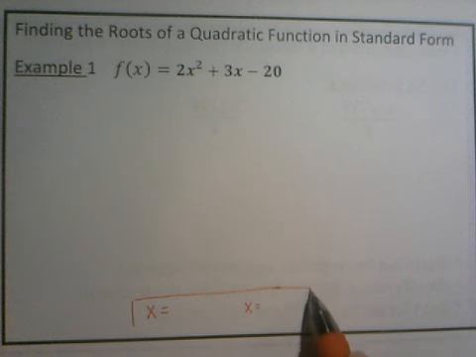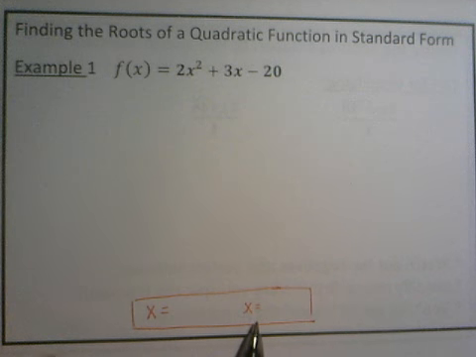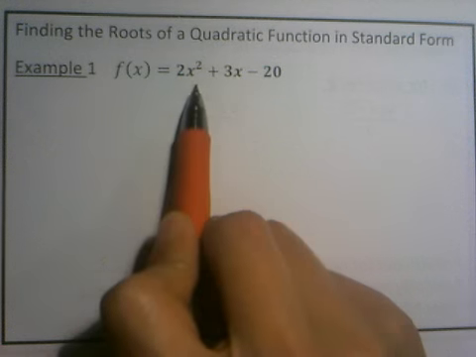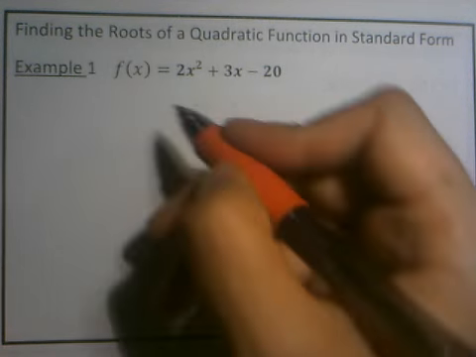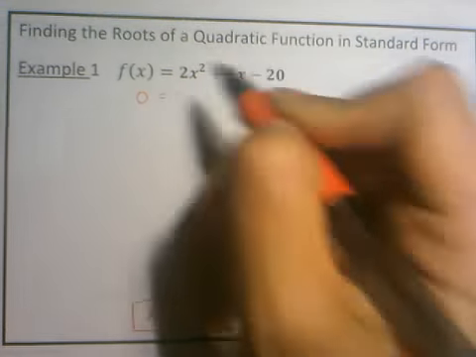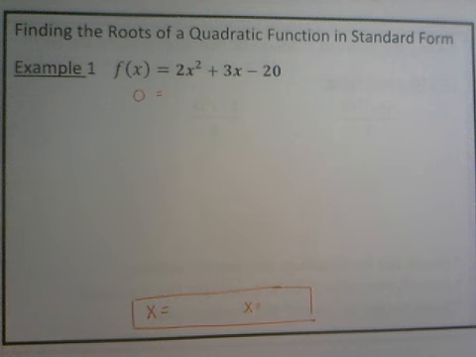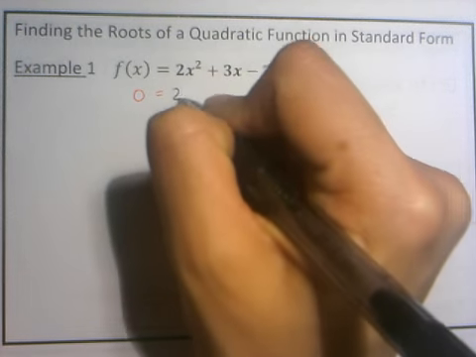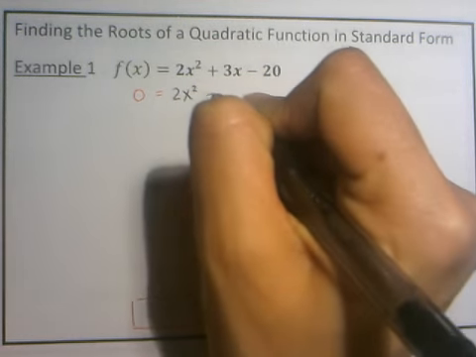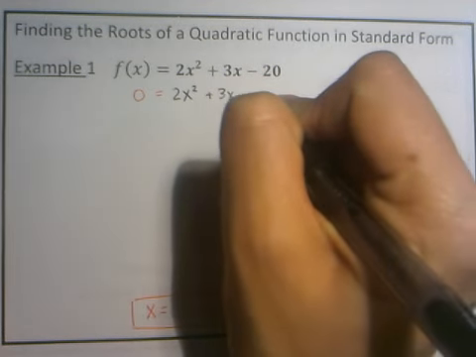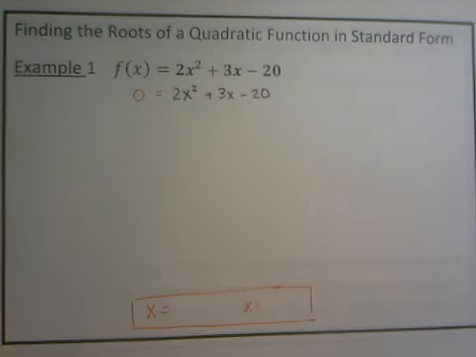Well, if you think about what a root is, these answers that we expect to get at the end, they're really two numbers that you can plug into this function to make it equal 0. So the first step is to think of this as an equation, not a function, and the equation is just 2x squared plus 3x minus 20 equals 0.